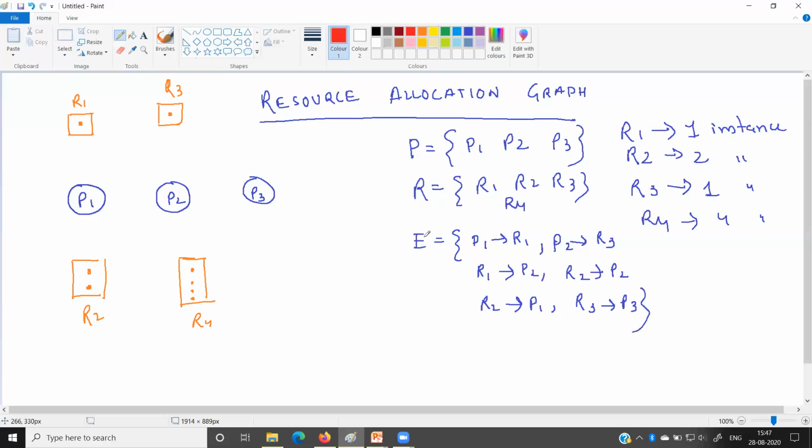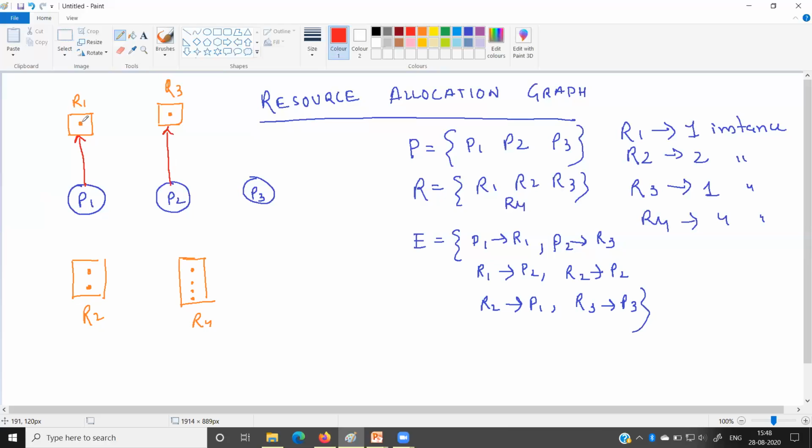Now we will draw the edges. As per the diagram, process P1 is making the request for the resource R1, so there will be an arrow from P1 to R1. Next, process P2 is making the request for R3, so the arrow will be from P2 to R3. Now next, resource R1 is already assigned to the process P2.